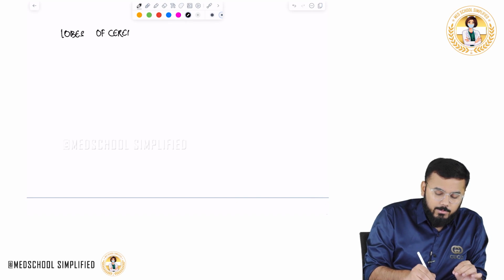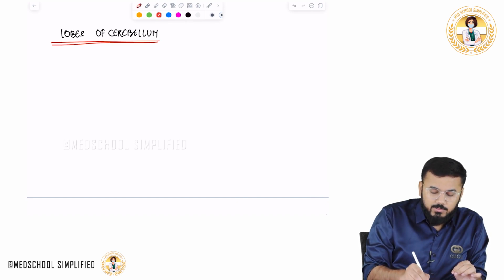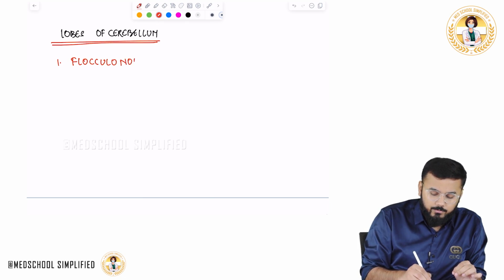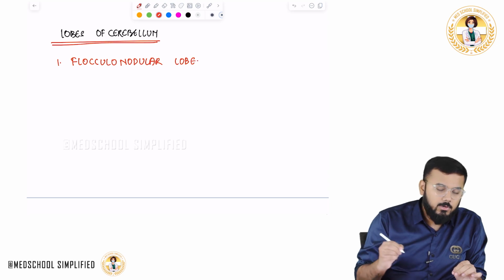Lobes of cerebellum. So in the topic of discussion of lobes of cerebellum, the first lobe, which I have already told you, is called the flocculonodular lobe. So this is the first lobe which we discussed.